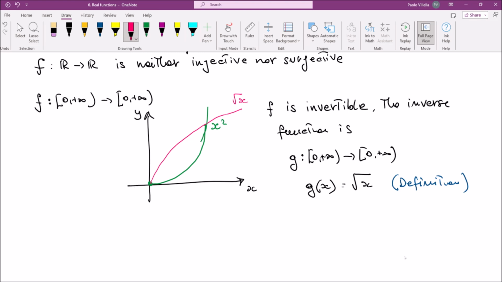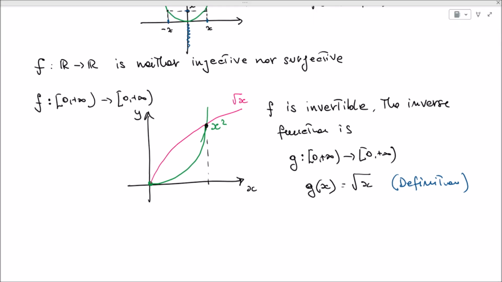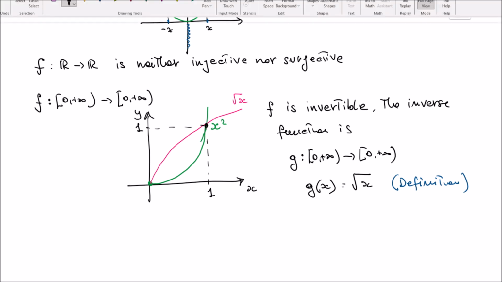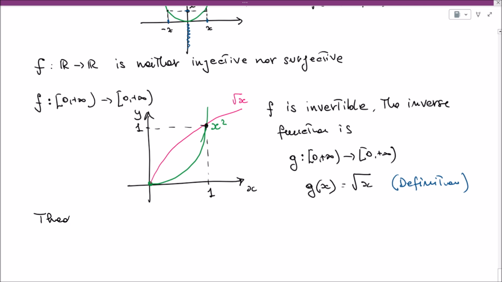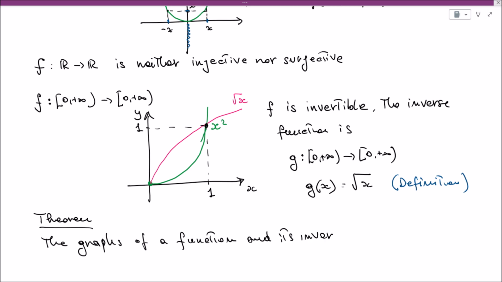Now, clearly this point is 1 and 1. Now, to show that this is indeed the graph of the square root of x, I will prove now a general theorem, and this general theorem is the following. The graphs of a function and its inverse are symmetric with respect to the bisector.